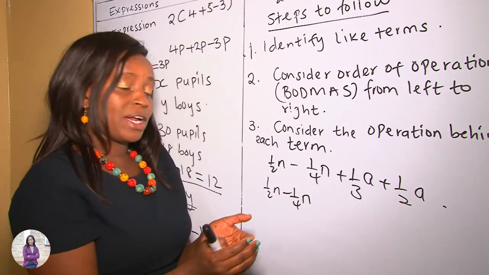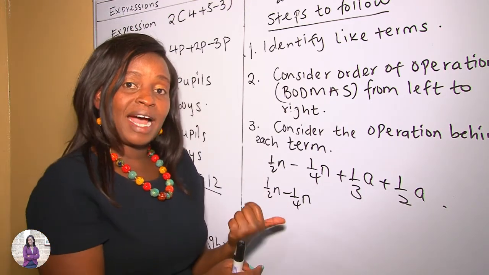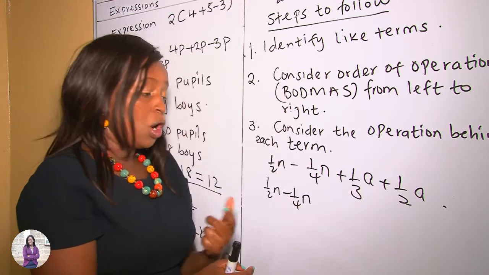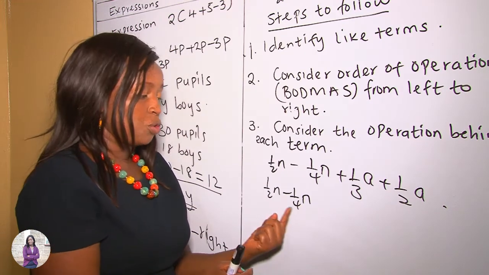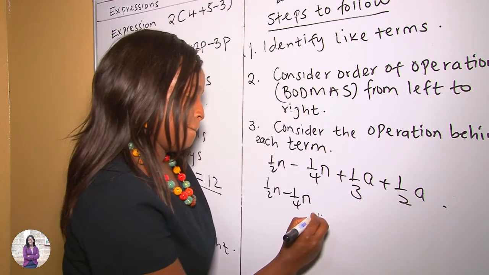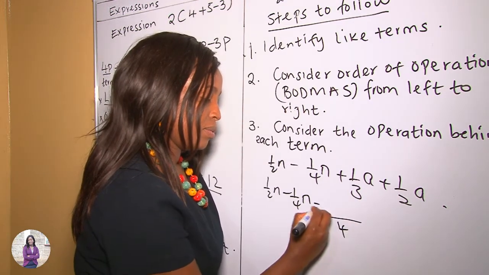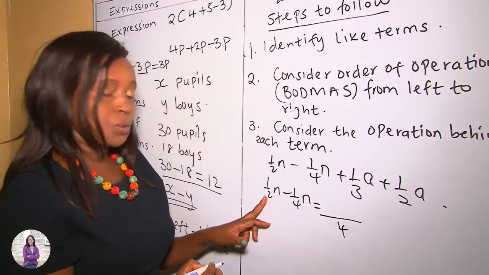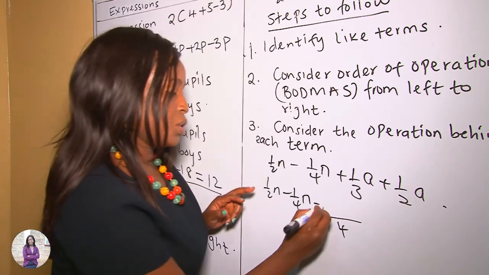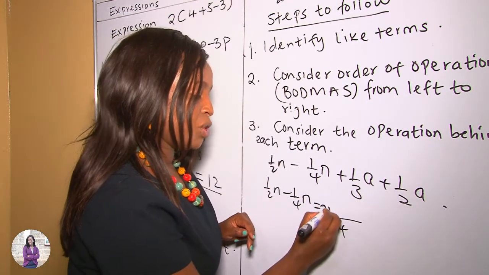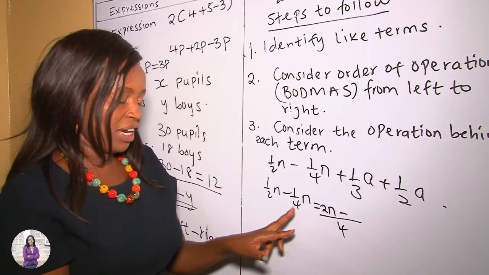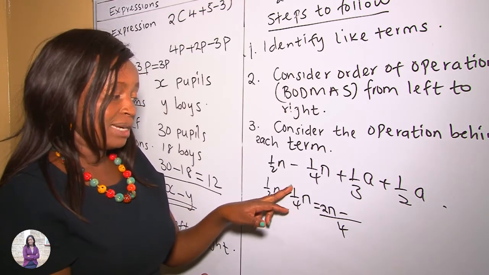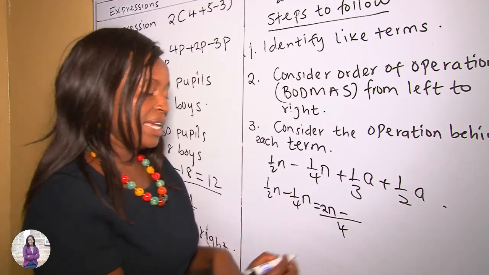According to the rule of fractions, when you are subtracting or adding fractions, you get the LCM of the denominators. So the LCM of 2 and 4 is 4. 4 divided by 2 is 2. 2 times 1 is 2. That is, it shall be 2n. Take away. 4 divided by 4 is 1. 1 times 1 is 1. 1 times n is n.